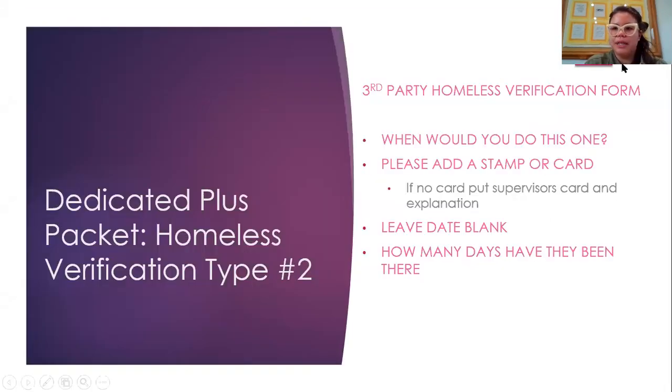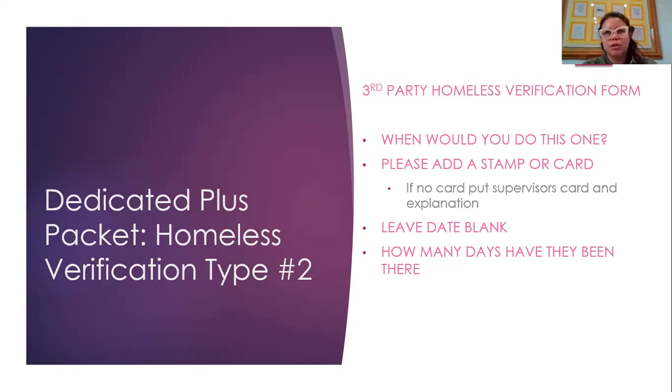So then the next one that you can use is the third-party homeless verification form. This is the one that you'd use if your client was in a facility for under 90 days, or 90 days if it was like a shelter or whatnot. And the most important thing to remember is that you're going to need a stamp or card to go along with this form. And if the person who's filling it out doesn't have a stamp or a card, you can always ask them for their supervisor's stamp or card.